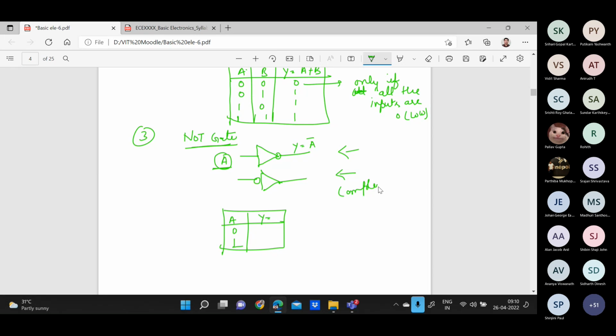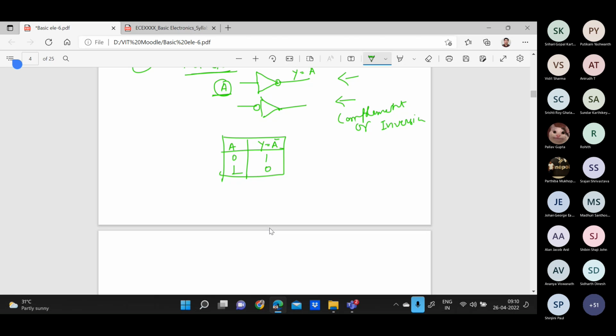Complement or inversion. So here it is A bar. So what will you get? 1 and 0, just the opposite of that.